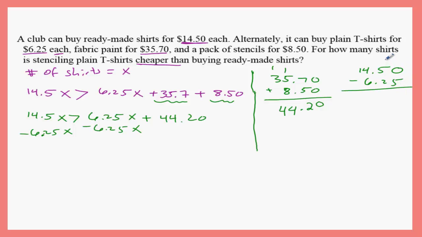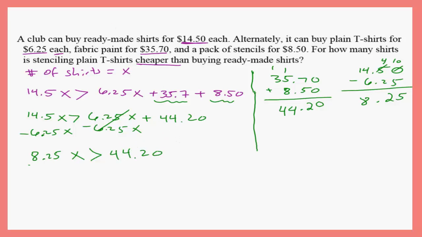0 minus 5 doesn't work. This one becomes 4, and this one is 10. 10 minus 5 is 5. 4 minus 2 is 2. 50 cents minus 25 cents is 25. That's correct. 14 minus 6 is 8. That's $8.25x greater than 44.20.